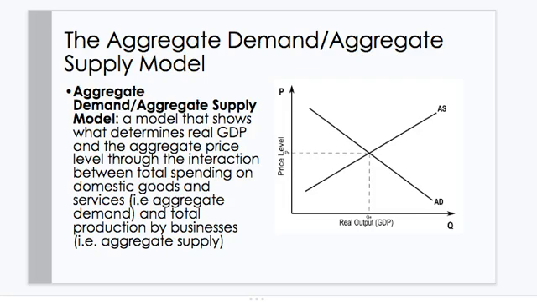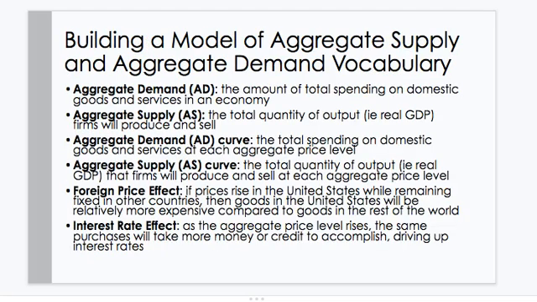interaction between total spending on domestic goods and services, i.e. aggregate demand, and total production by businesses, i.e. aggregate supply. Let's go through some vocabulary.